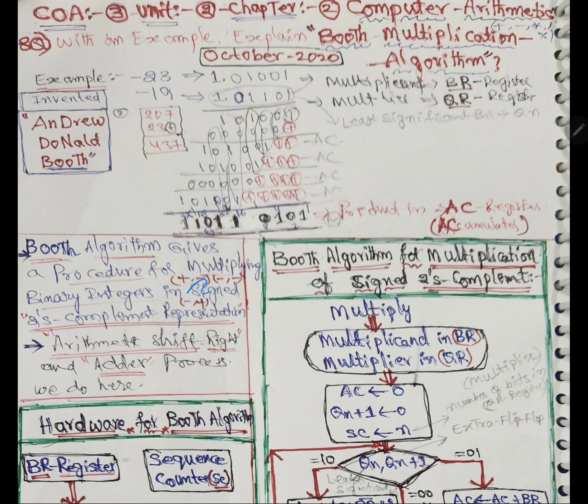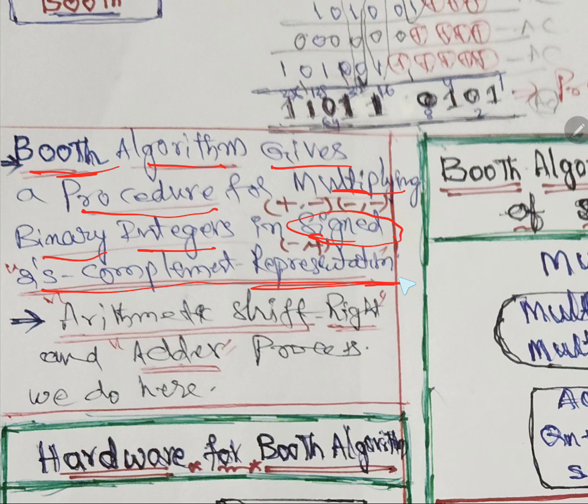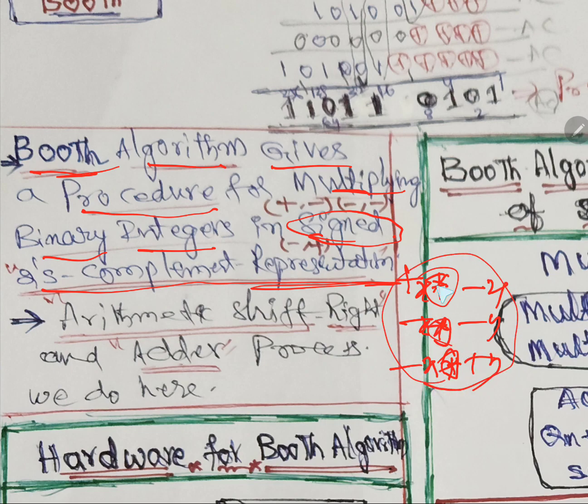See here, with a theoretical explanation I will show you. Booth algorithm gives a procedure for multiplying binary integers in signed 2's complement representation. Signed means it may be plus x value into minus y value, minus x into minus y, or minus x into plus y. These are signed values, and so the signed value will be changed into 2's complement.